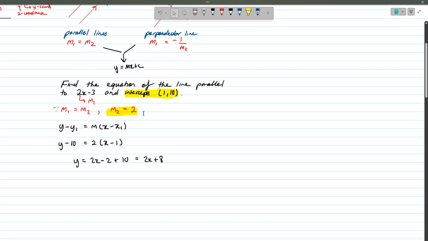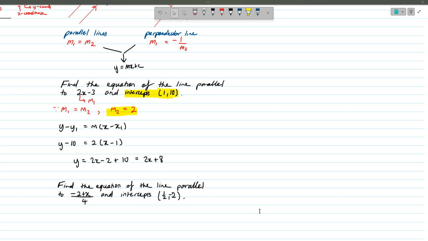So I'm going to give you guys an example of a question for you guys to try, and I want you guys to give a shot at that. The question, find the equation of the line parallel to (negative 2 plus x) over 4 and intercepts (half, negative 2). I'll give you guys 1 moment to solve that now. So please pause the video.